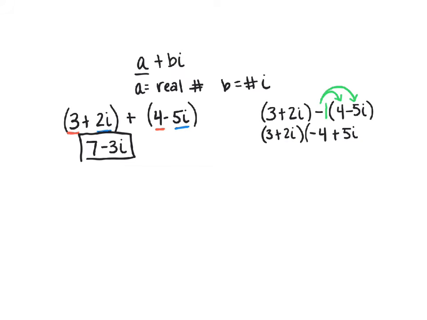And I don't want to put parentheses around here now because that looks like multiplication, and we're not multiplying. So let me get rid of those. So we have 3 plus 2i minus 4 plus 5i. So again, I'm going to underline my real terms in red and my imaginary terms, or my complex terms, in blue. And I'm going to get 3 minus 4 gives me negative 1. And then I have 2i plus 5i, so that gives me 7i.